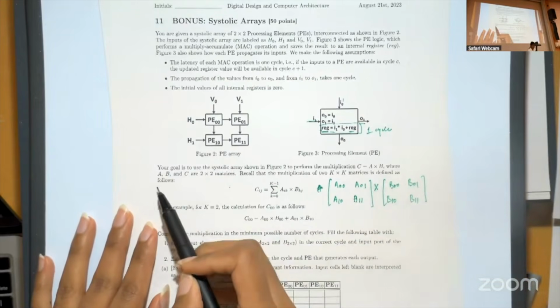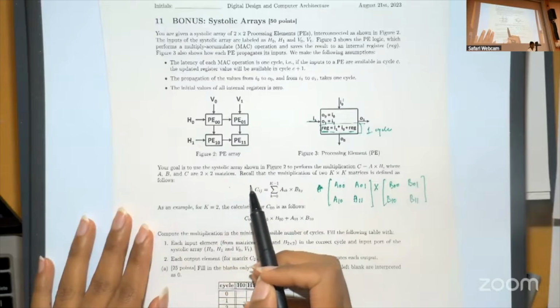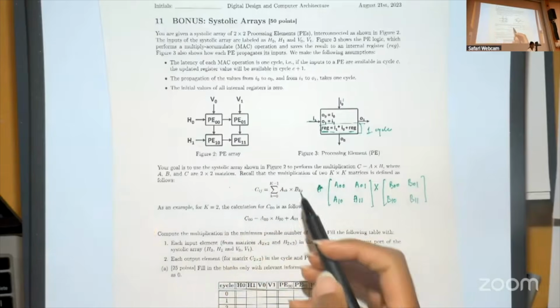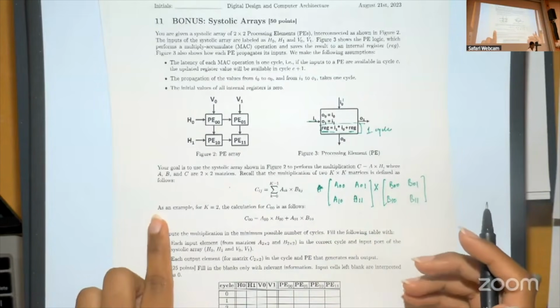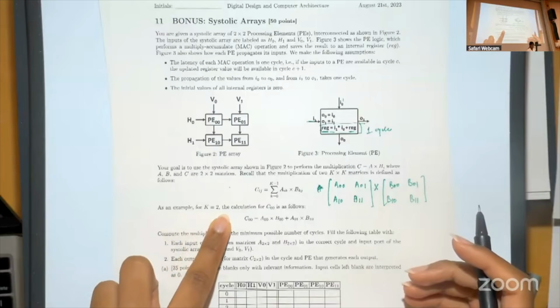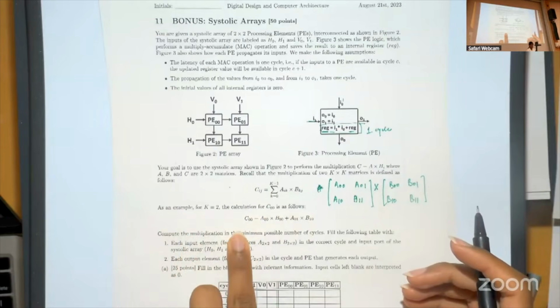Okay. Where A, B, and C are 2 cross 2 matrices. Recall the multiplication; this is how they are telling you to do the matrix multiplication. I think you all know this. So as an example, for k equals 2, the calculation for C00 is shown as follows.